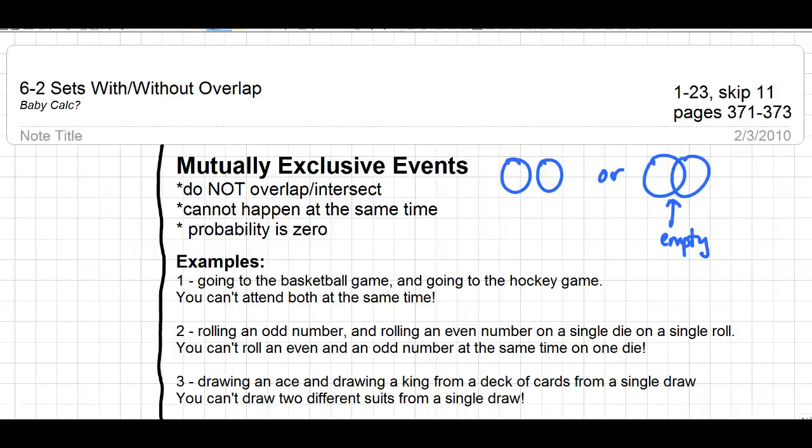This lesson is for FST, lesson 6.2 on sets with and without overlap. Got a lot to cover today, so we'll try to get to it right away.